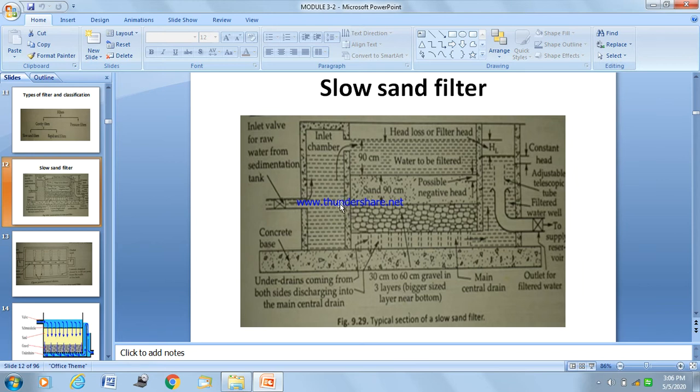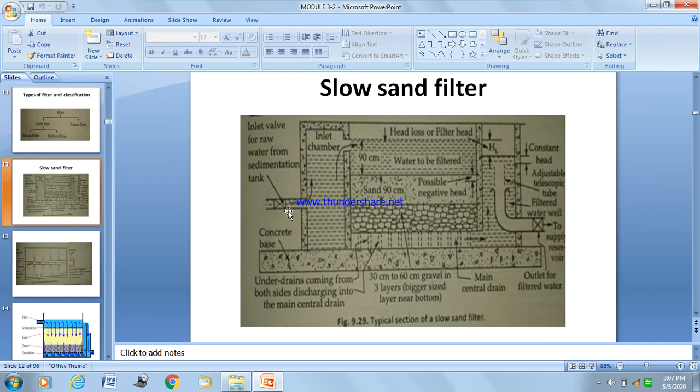If you see the diagram here, this is a slow sand filtration bed. Sand and gravel layer is laid. As I explained before, the filter material provided is sand and gravel. Sand will be at the topmost portion, about 90 centimeter, and below that the gravel is placed in 3 layers of 30 to 60 centimeter. Finer gravel will be at the topmost portion, and the coarser gravel at the bottommost portion.